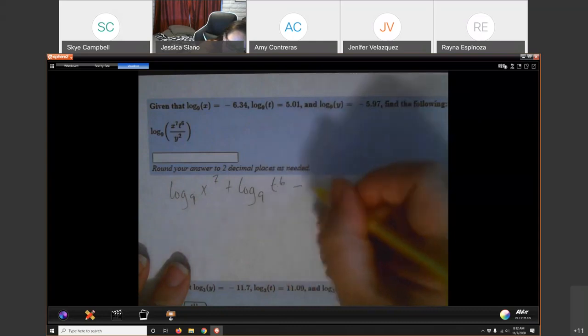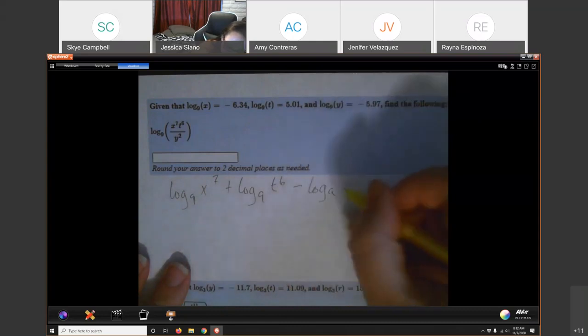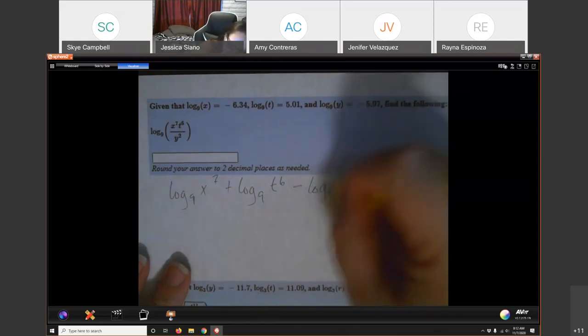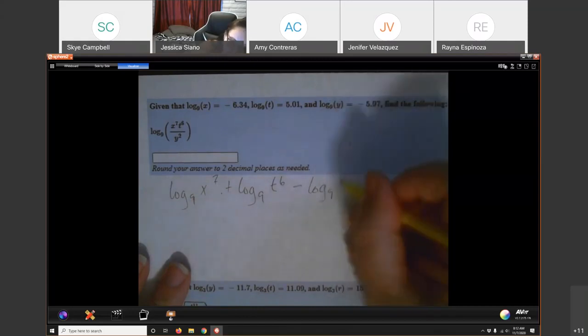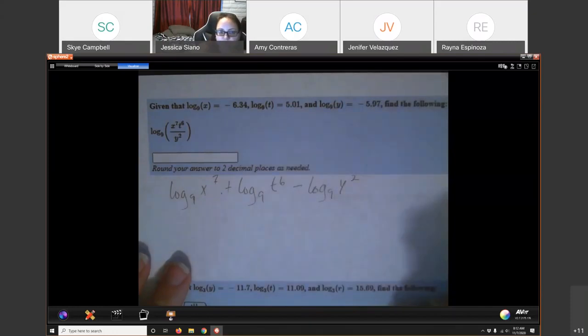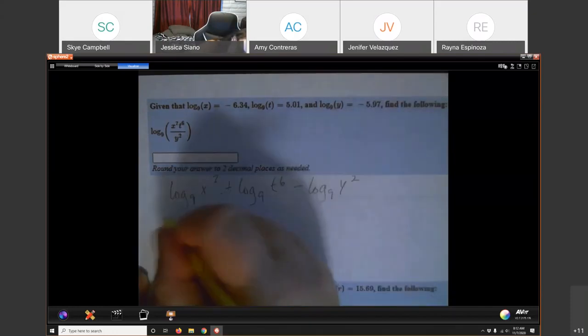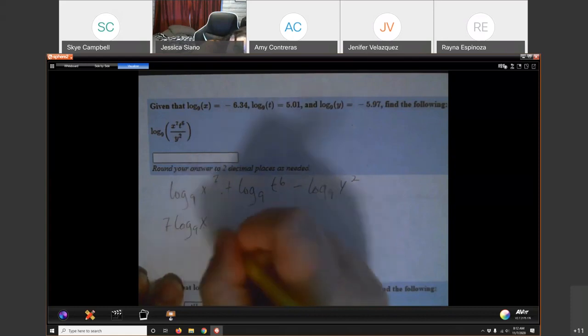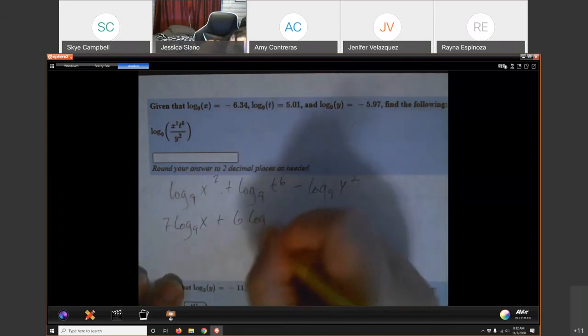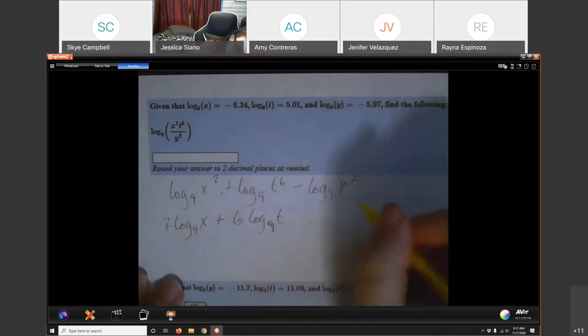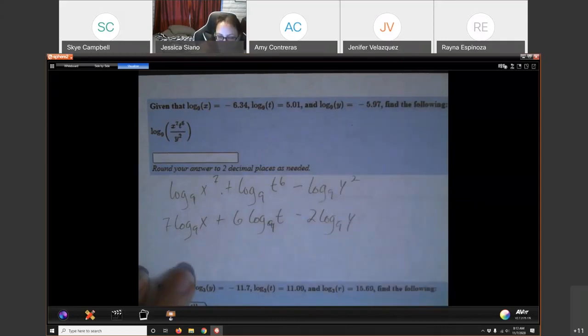This would be log base 9 of x to the 7th plus log base 9 of t to the 6th minus log base 9 of y squared. And then that would become 7 times the log base 9 of x plus 6 times the log base 9 of t minus 2 times the log base 9 of y. And that's my expansion.